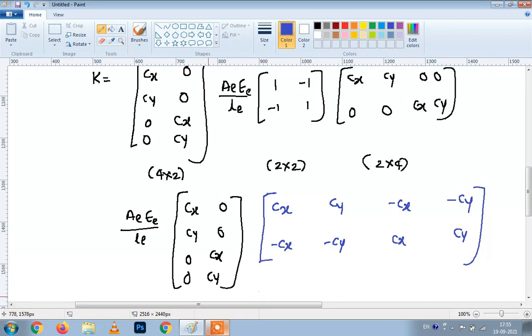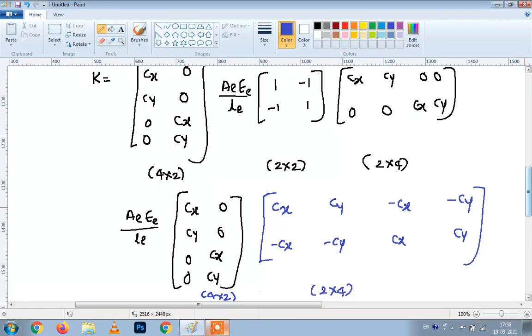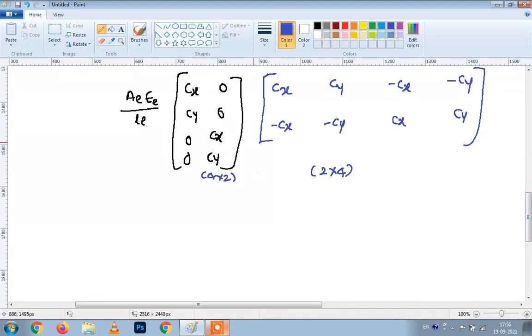Now this is a 4 by 2 matrix and this is a 2 by 4 matrix, 2 rows and 4 columns. Now we will multiply these two, so AE by L as it is. We have to multiply first row with first column, first row with second column, first row with third column, first row with fourth column, and we will get all these values.